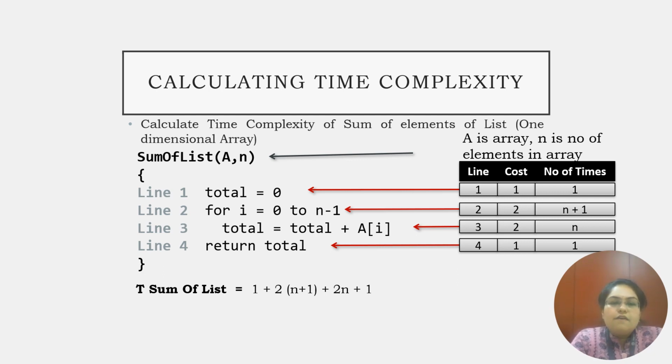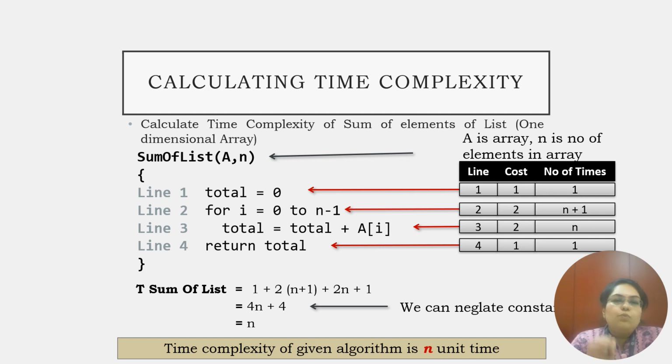Here we are going to have the summation: 1 plus 2 into n plus 1 plus 2n plus 1. If we do the product and summation of this, we are going to have 4n plus 4. We can neglect the 4 as it is a constant. So the time complexity of the given algorithm is n unit time.